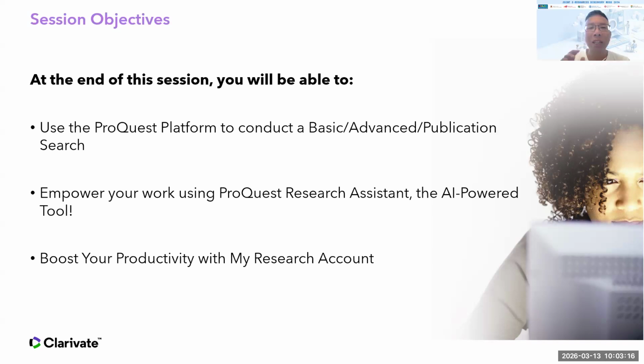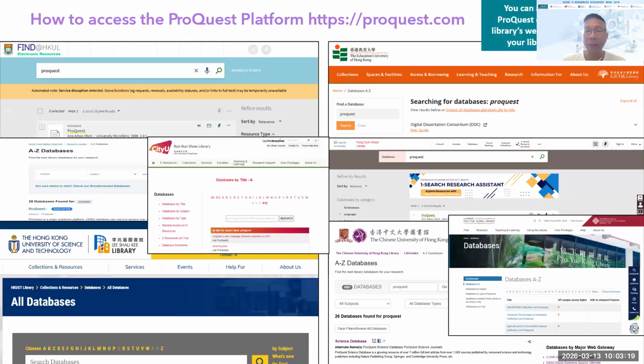All right, how to access the ProQuest platform? From the chat box, you should have the links. Every school has a different way of linking to the ProQuest platform, so simply look at the chat to find which school you belong to. I'm not going to spend too much detail on it. If you have any questions or encounter any difficulties accessing the platform, just contact your librarians.